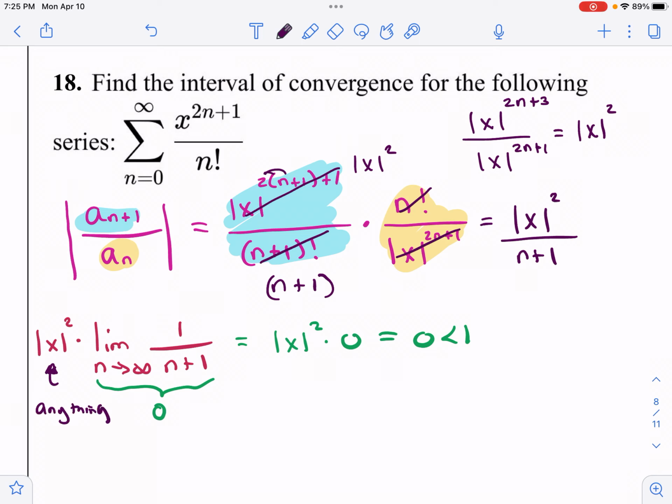converging series. One of the giveaways is that factorial in the bottom. That makes things go to 0 really quickly because factorials grow really fast. So that's kind of a giveaway, but don't worry about that. Just the process here. So that means it converges for all values of x.